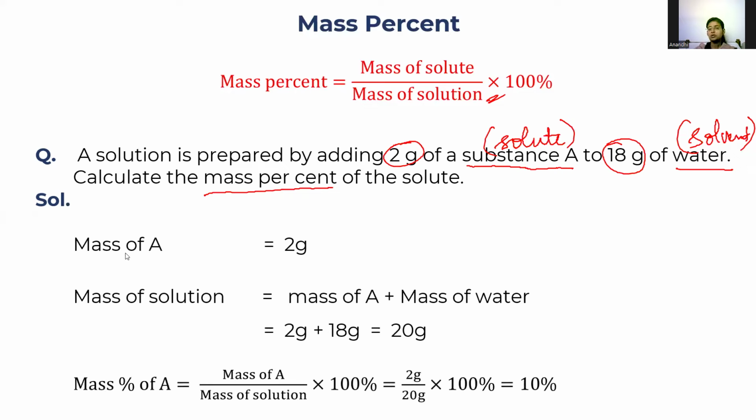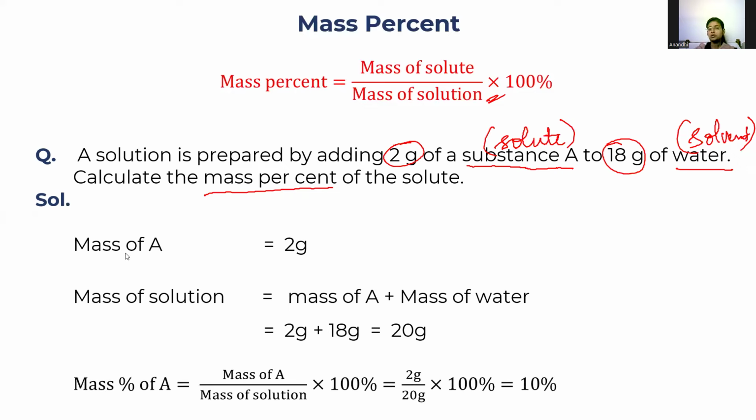This is the first formula of this topic, right? The first formula relating solute, solvent, and solution. We have more than 4 concentration terms, but in this class 11 first lesson, we'll be studying only 4. And among those 4, this is the first formula.